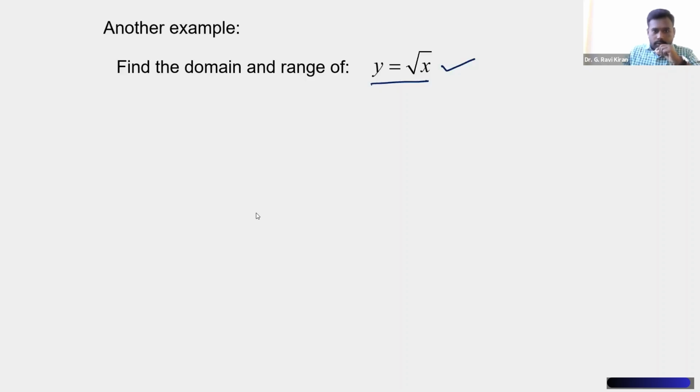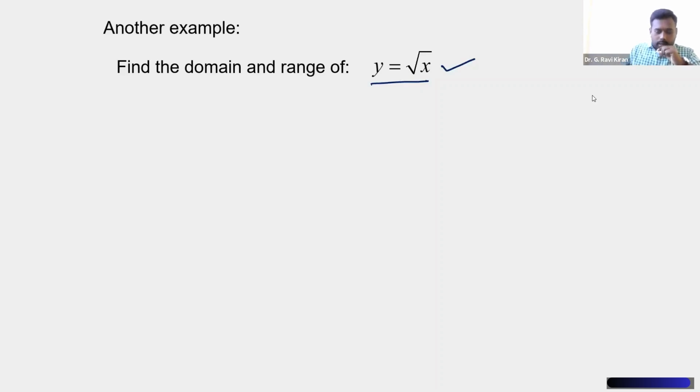Unmute yourself. Yeah. Good morning, sir. Good morning. Sir, non-negative real numbers. Good. Right. Fine. Non-negative. All right. I got your point. Non-negative real numbers.